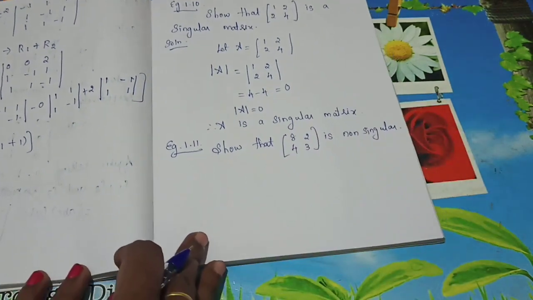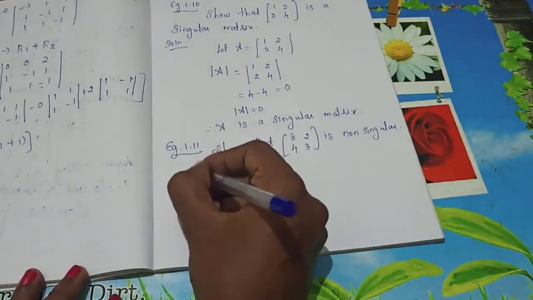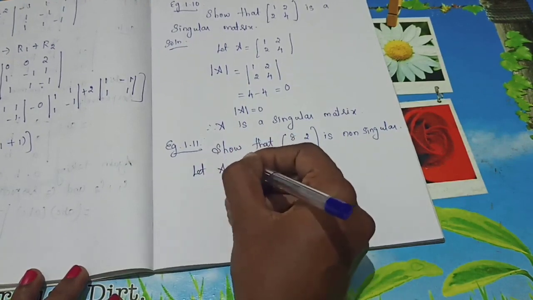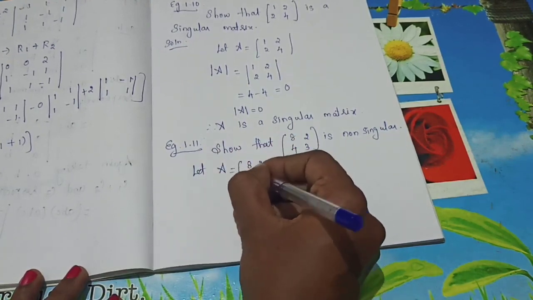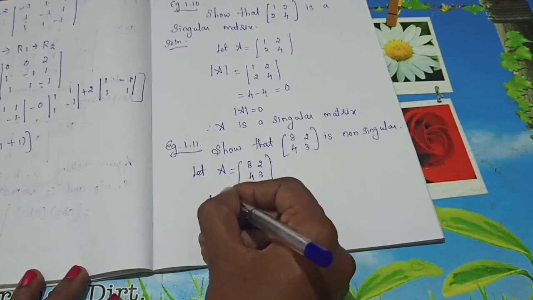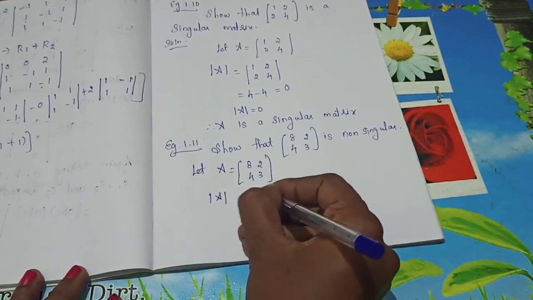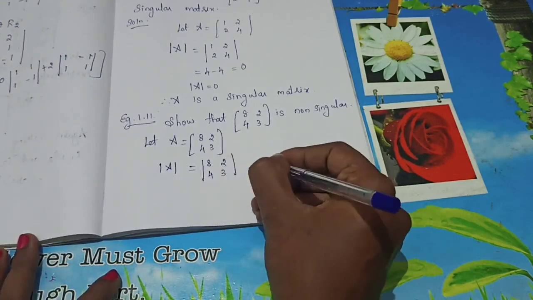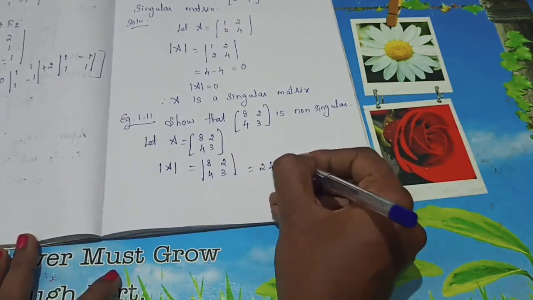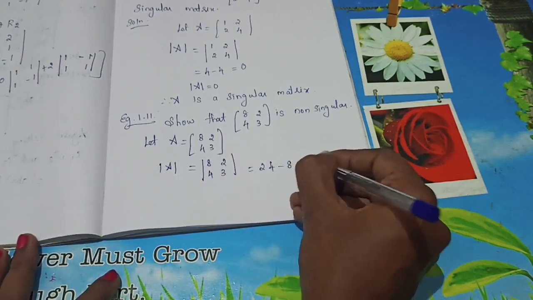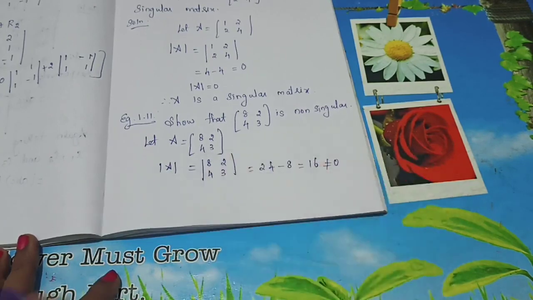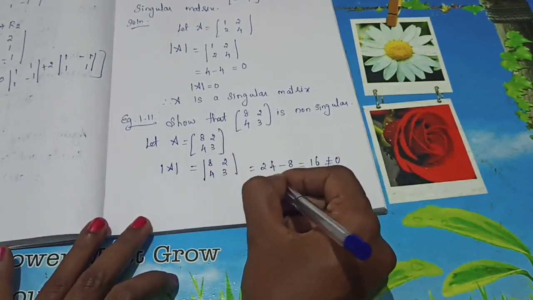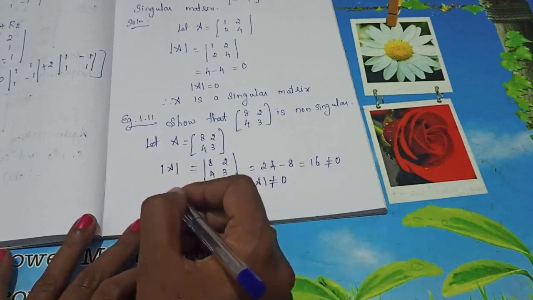So non-singular means what will you prove? Determinant A not equal to 0. So same as that, let A is equal to 8 2 4 3. Determinant A equal to determinant of 8 2 4 3. Just you will cross multiply. 8 3s are 24, 4 2s are 8. 24 minus 8 means 16. Whether it is equal to 0 or not equal to 0? So determinant A not equal to 0.